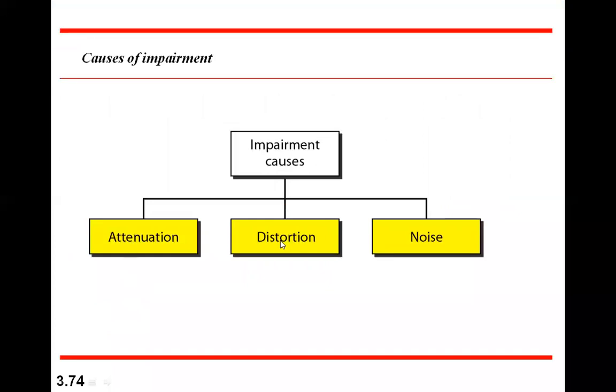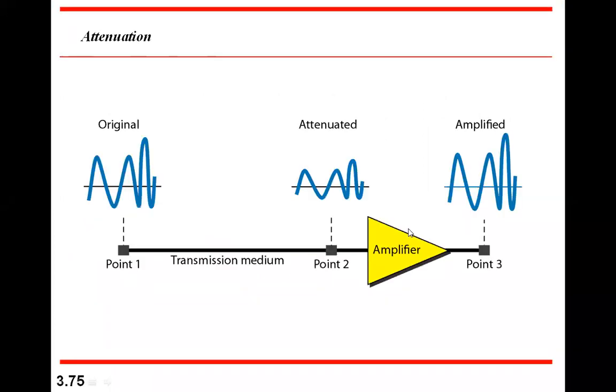So impairments: attenuation, distortion, noise. Attenuation is reduced signal strength. If we are sending data from point 1 to point 2, the transmission medium absorbs some of the signal, so it gets reduced in strength. Using an amplifier, you can always amplify the signal strength. When it is reducing, we call it attenuated. When it is improved by an amplifier, then we call it an amplified signal.